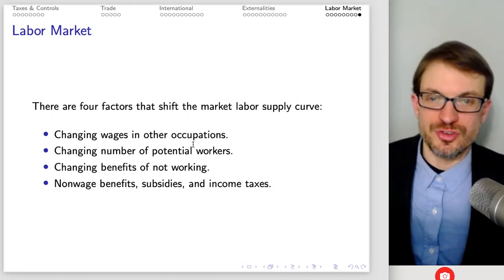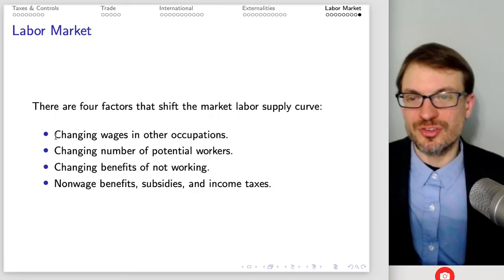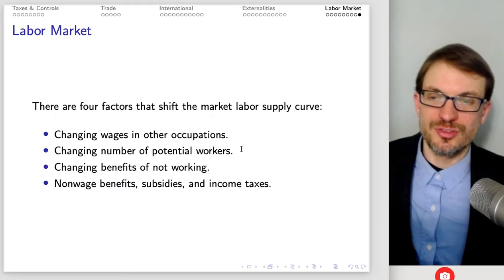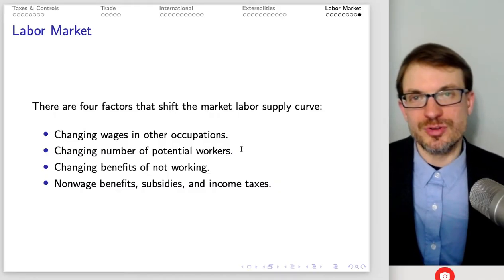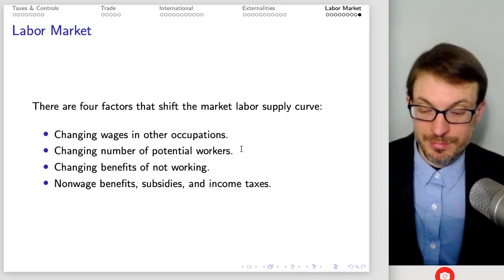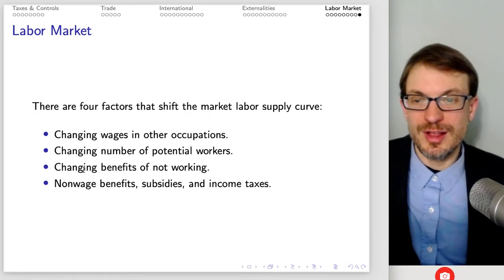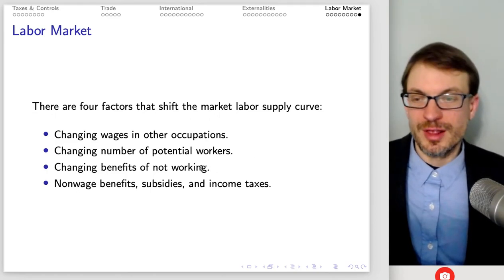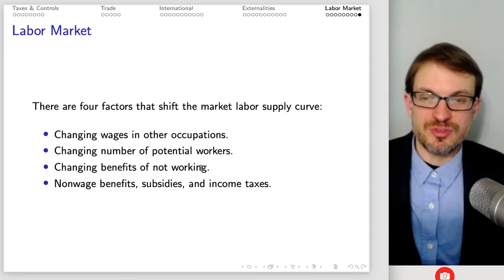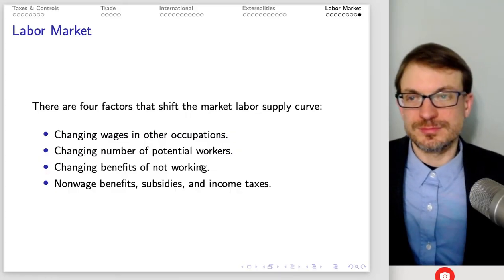There are four factors that shift the market labor supply. Changes in wages in other occupations. So this affects your opportunity cost of working at any price in that market. Changes in the number of workers. Changes in the benefits of not working, so video games or whatever. And then changes in non-wage benefits, subsidies, and income taxes.